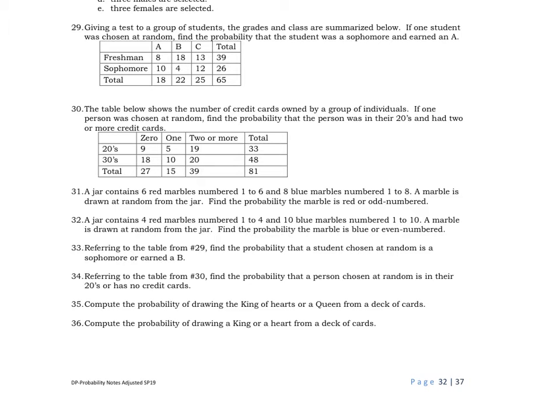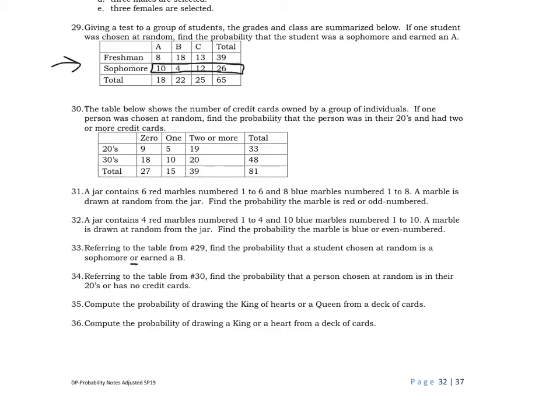Probability practice exercises 33 and 34. Referring to the table from 29, find the probability that a student chosen at random is a sophomore or earned a B. So sophomore would be this particular row right here.